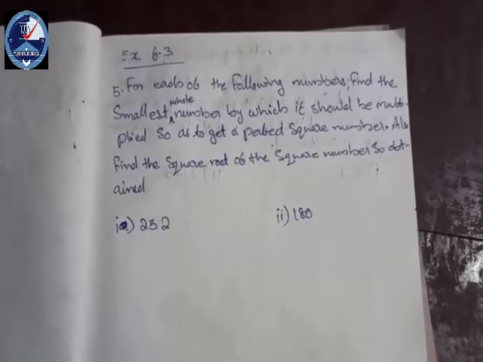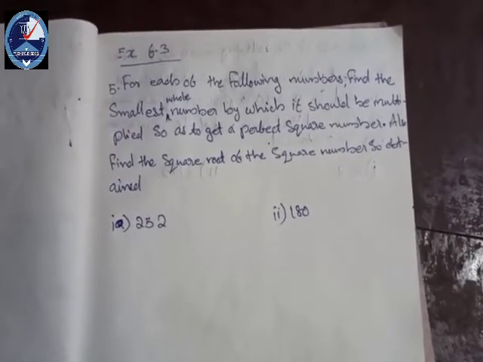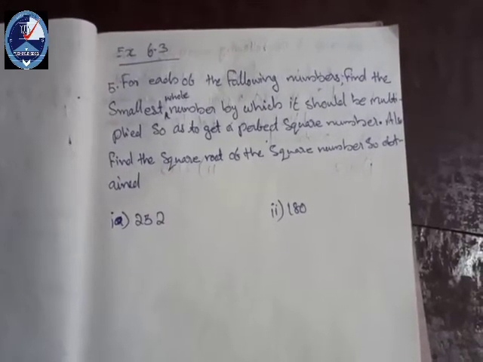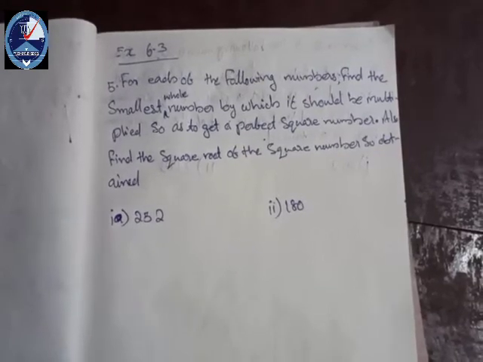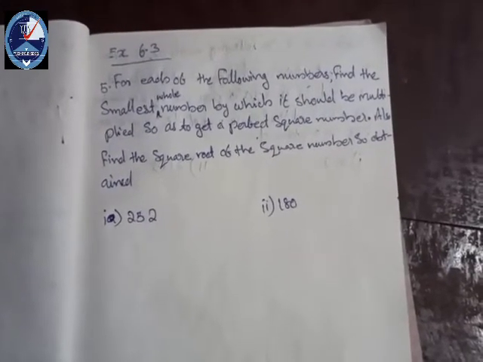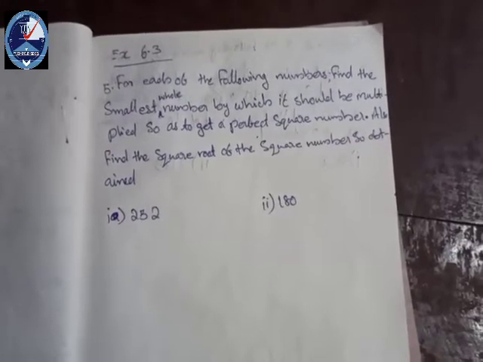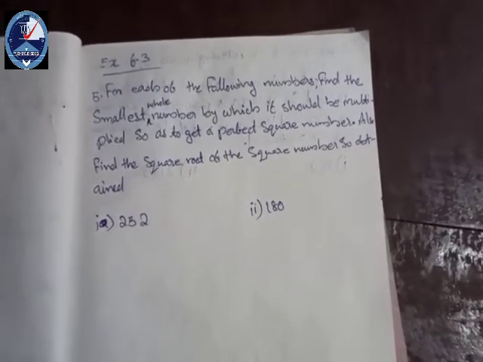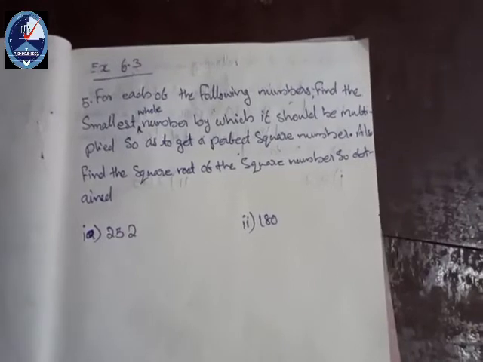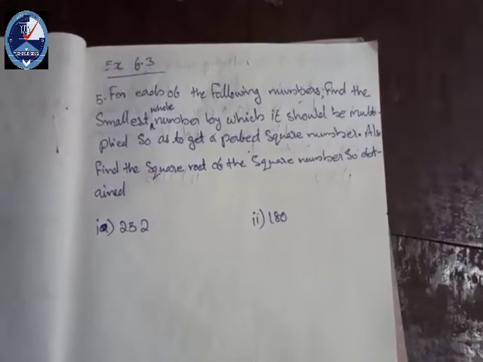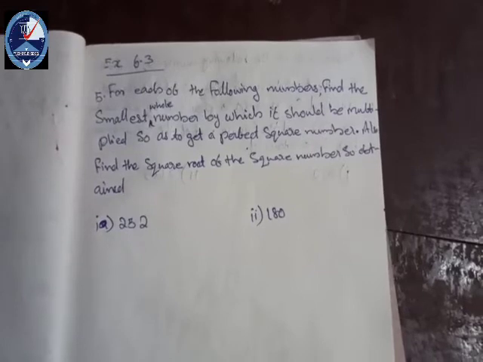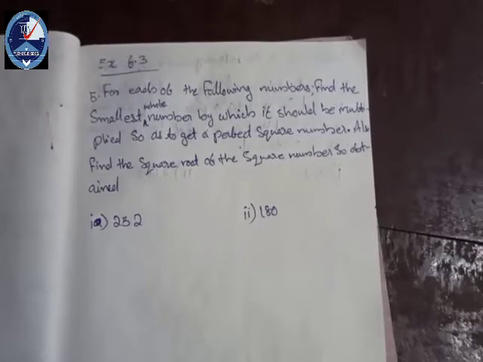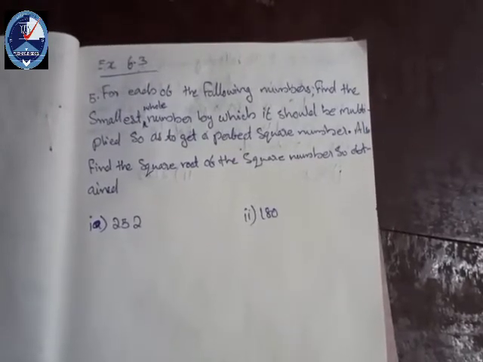What is the question? For each of the following numbers, find the smallest whole number by which it should be multiplied so as to get a perfect square number. Also find the square root of the square number so obtained. Firstly, we have to understand the question. Here are some numbers that are not perfect squares. The number will become a perfect square if we multiply it by some number. We have to find which number to multiply.